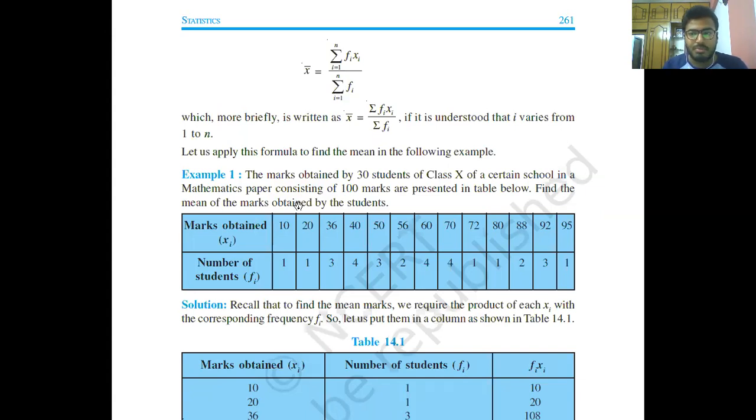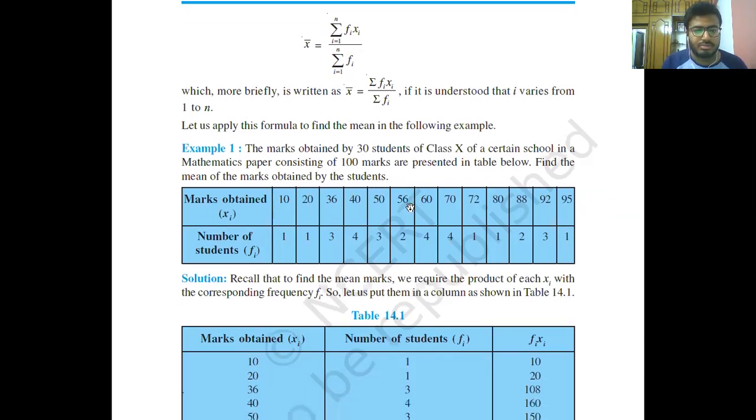Now look into the example. We'll go into the example and understand more. The marks obtained by 30 students of class 10 of a certain school in a mathematics paper consisting of 100 marks are presented in the table below. Find the mean of the marks obtained by the students.